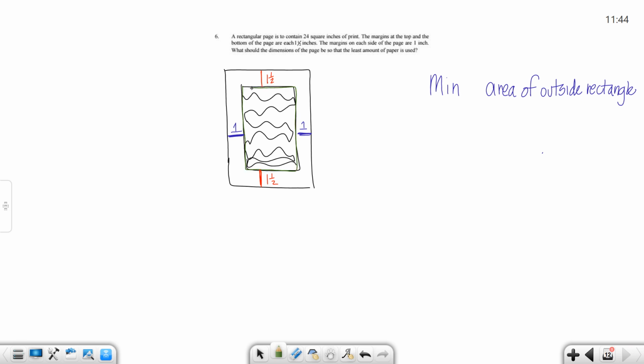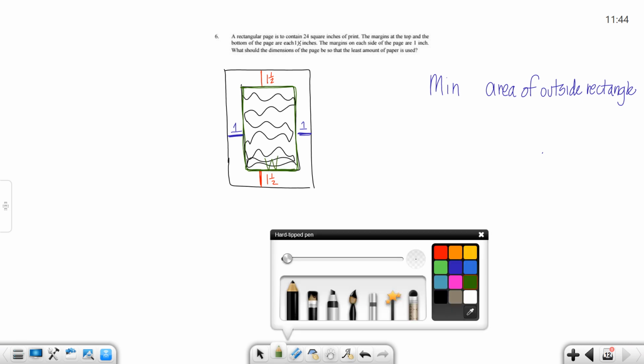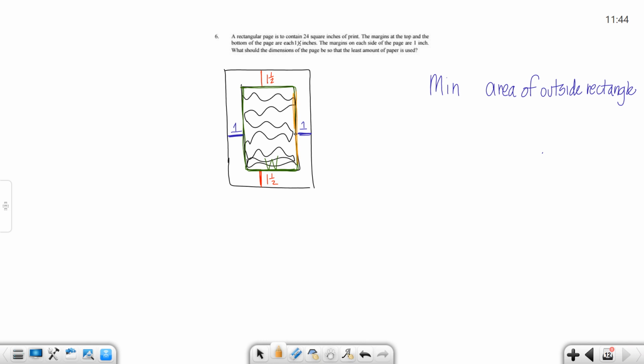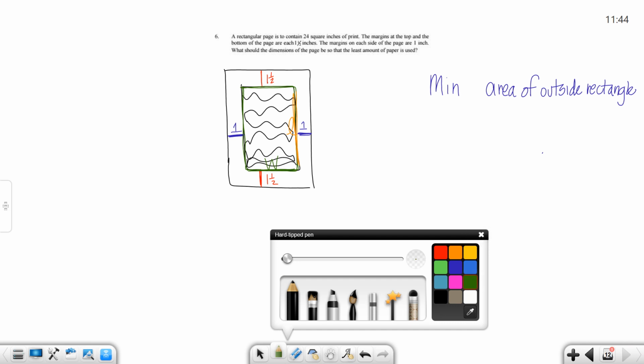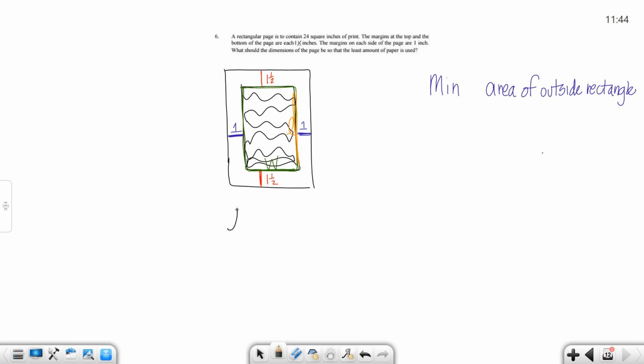Here's the inside rectangle. The only thing I know about this inside rectangle is first it's a rectangle and it has area of 24 square inches. Well, area is length times width. So let's call this side here width, and let's call this side here the length. And just like with any rectangle, if you said length times width, you're going to get the area, which was 24 square inches.